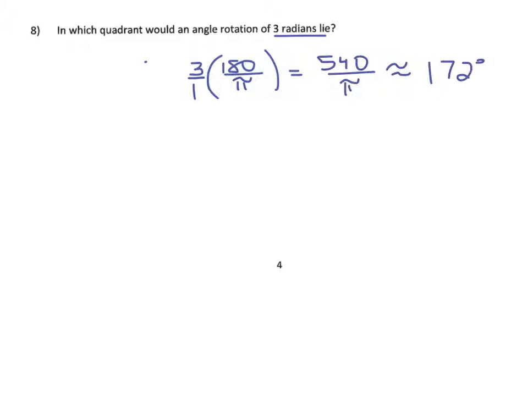All right, so then you just want to think about which quadrant that would lie in. So we know the first quadrant is between 0 and 90. The second quadrant is between 90 and 180. So since 172 falls in there, that would be in the second quadrant.